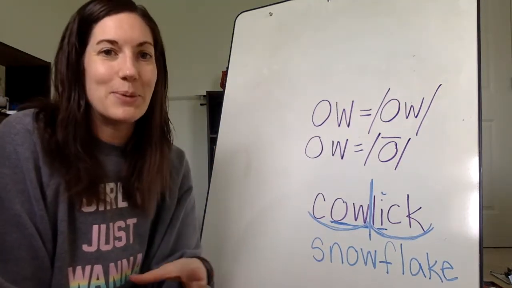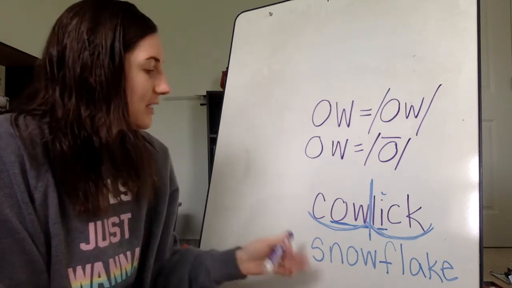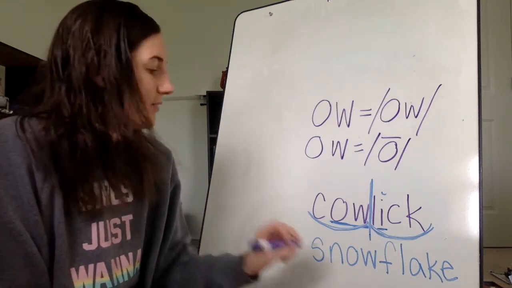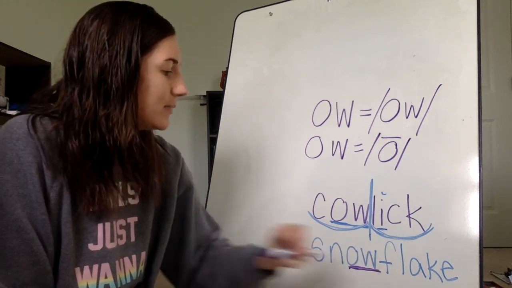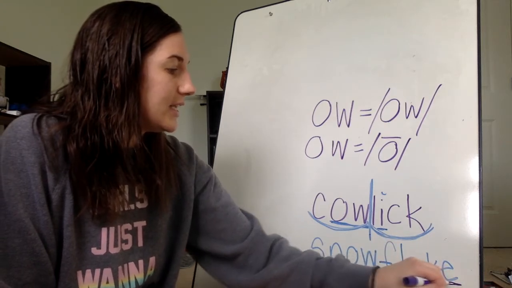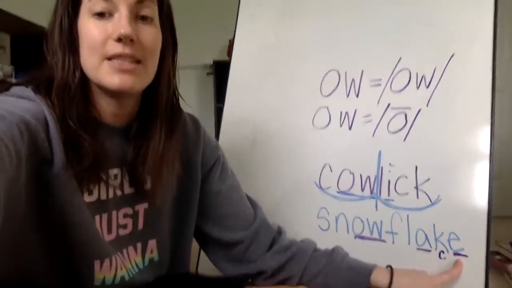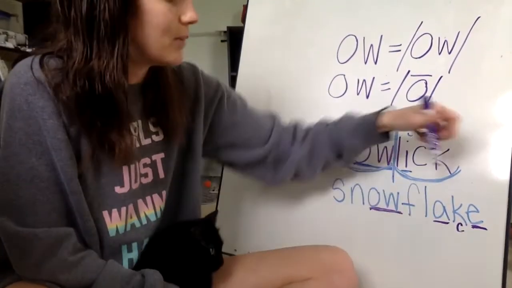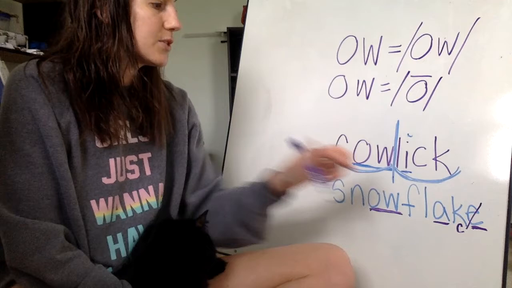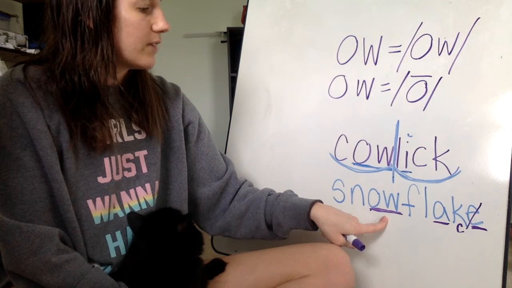Now, our second example of a multisyllabic word using the OW vowel team is snowflake. So again, the first thing I'm going to do is underline my vowels. Here's my OW vowel team. And then here I have an A consonant E. And when I have a vowel consonant E, I know that this E is probably going to be a bossy E. So he's not going to make a sound. So he does not count as a vowel sound in this word. So this will be 1, 2 vowel sounds.